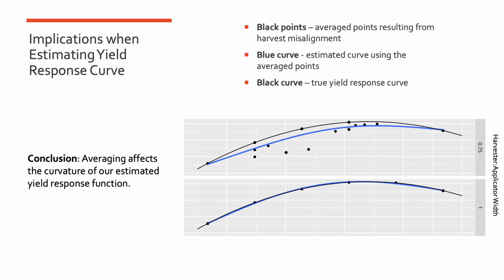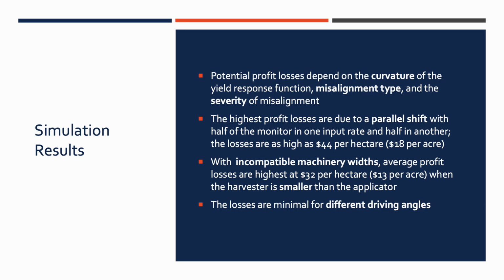It's clear that the averaging does affect the curvature of our estimated yield response function, and thus it's likely it will also affect the optimal rates. We simulate estimated profit losses over several factors, including the curvature of the yield response function, the misalignment type, and the severity of the misalignment.